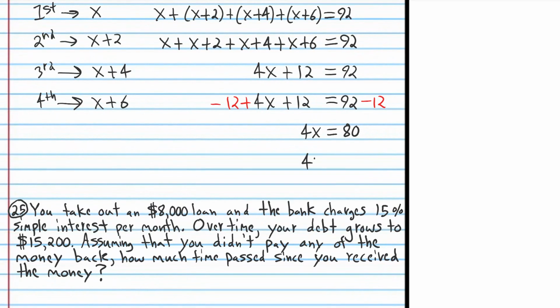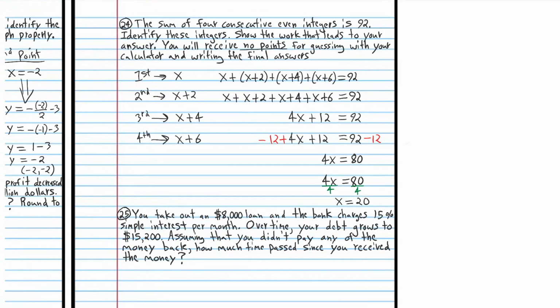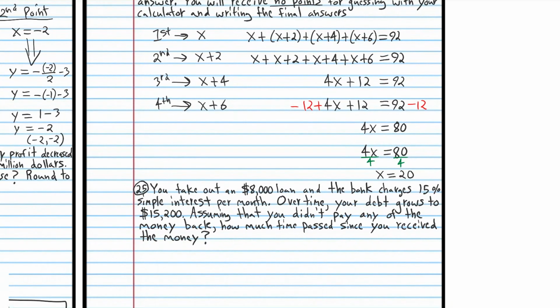Now we're going to rewrite the equation one more time. Divide both sides by 4. And we get x is equal to 20. So that's the first number, is 20. So obviously the next number would be the 2 bigger, and 2 bigger again, and 2 bigger again. So that's the final answer.